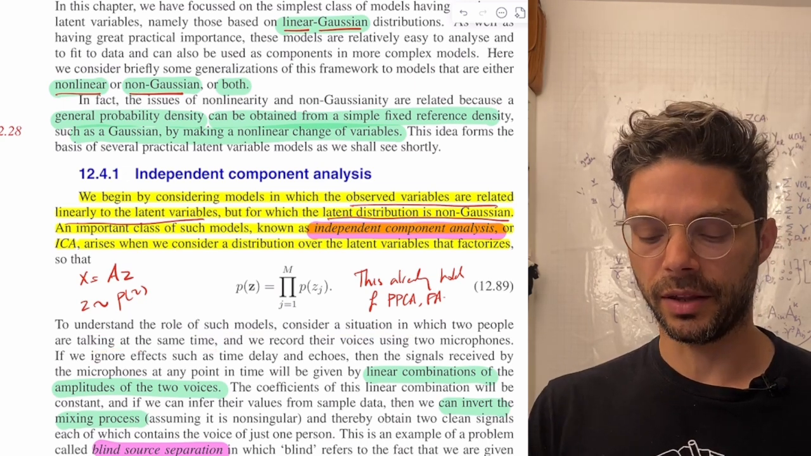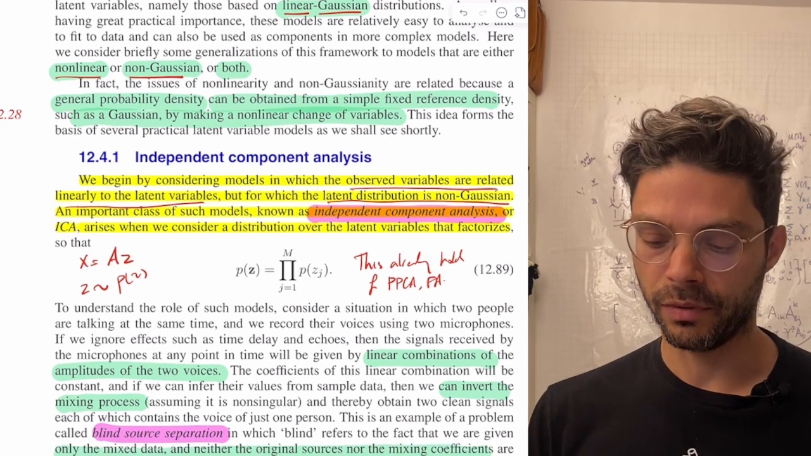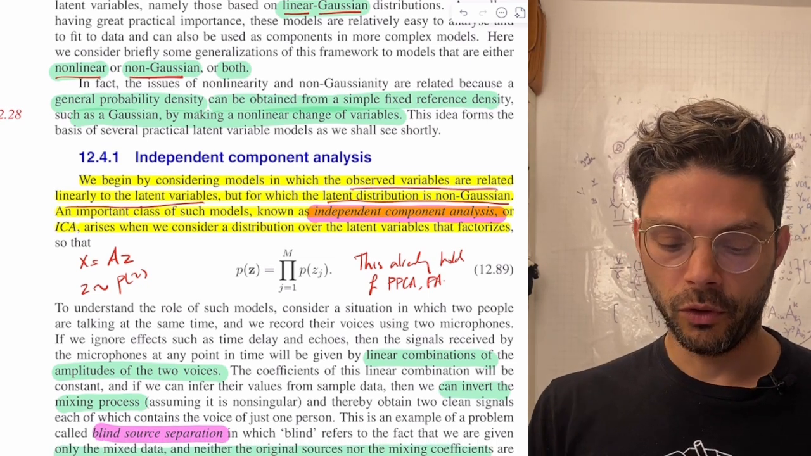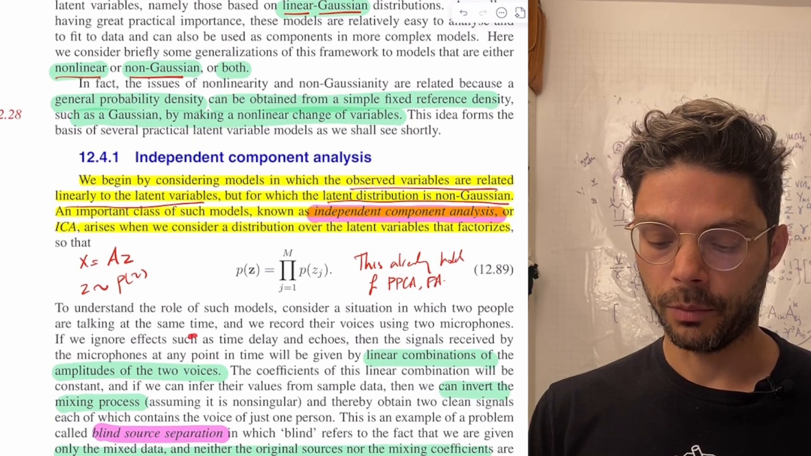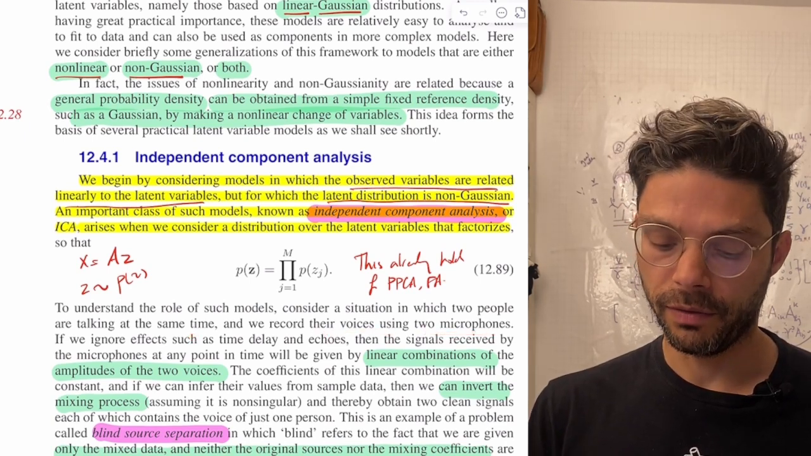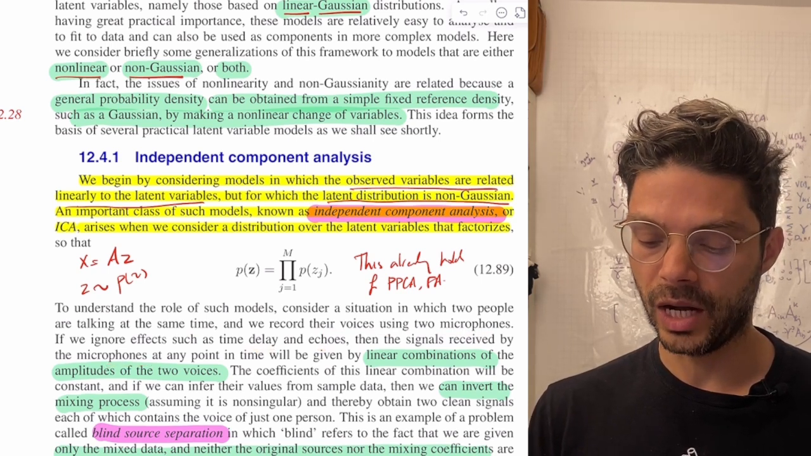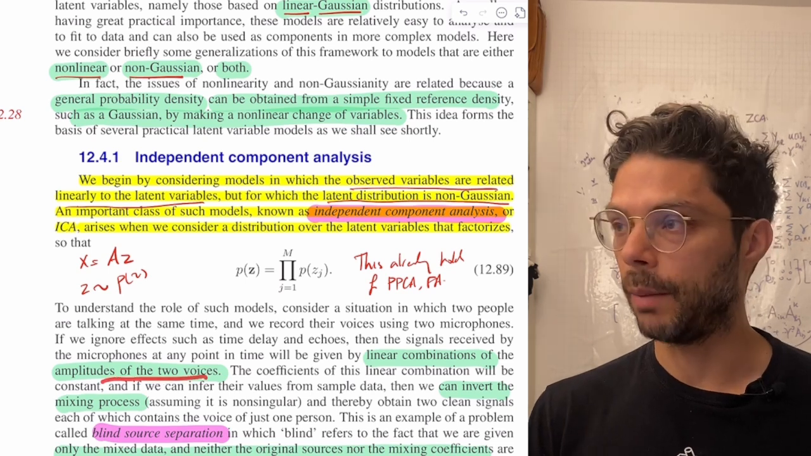So this is the cocktail party problem, or the source separation problem. This is one of the classic motivations for it, in which two people are talking at the same time and we record their voices using two microphones. If we ignore effects such as time delay and echoes, then the signal received by the microphones at any point in time will be a linear combination of the amplitudes of the two voices.